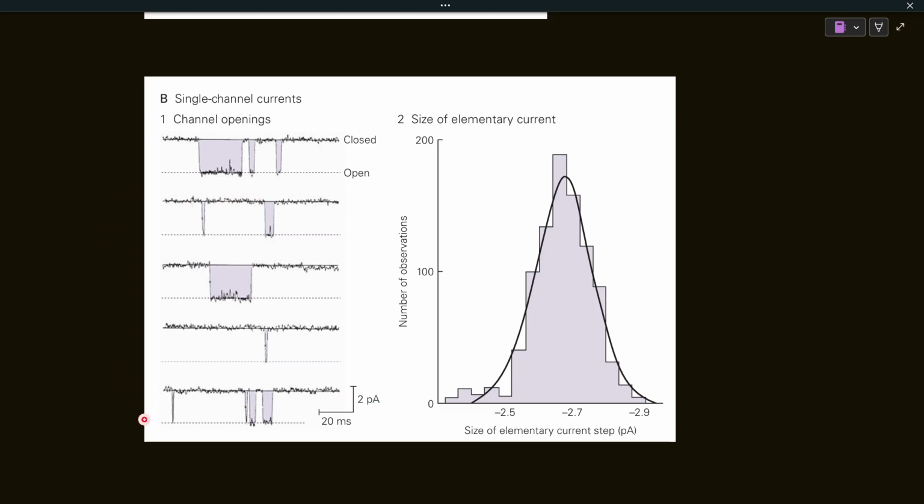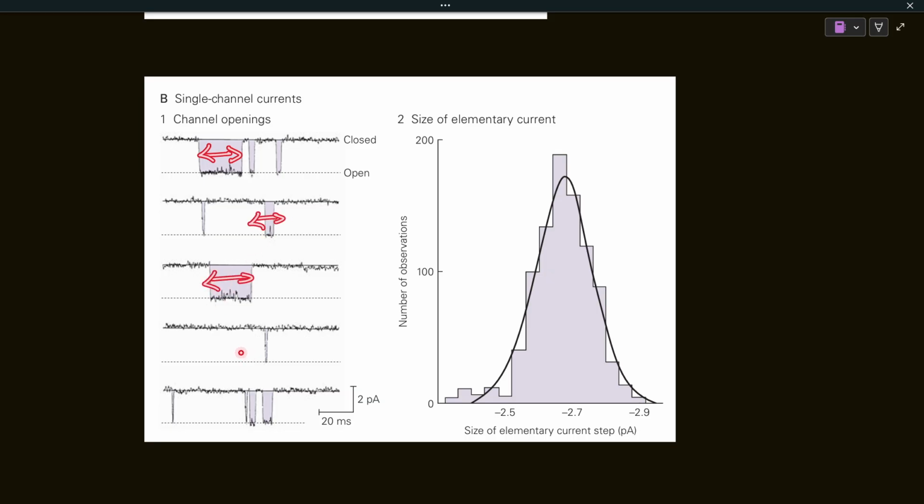What does this diagram tell you? This tells you that the opening of the ion channel is random. Whenever the stimulus, acetylcholine, binds to it, the opening of the ion channel is at different points, at different times, and the duration for which the ion channel is open is again different.